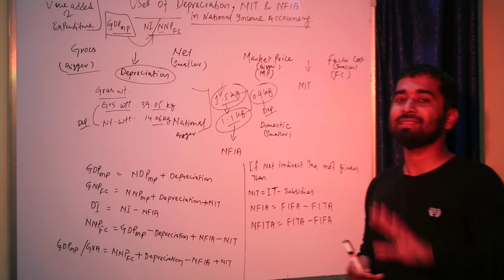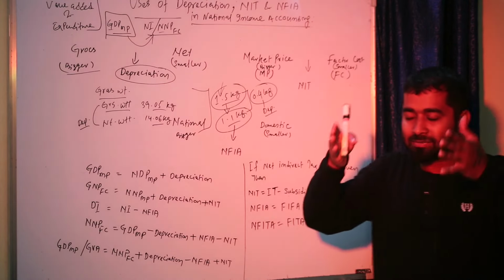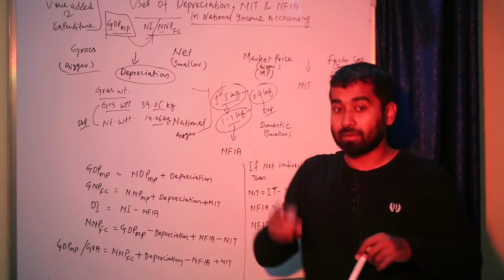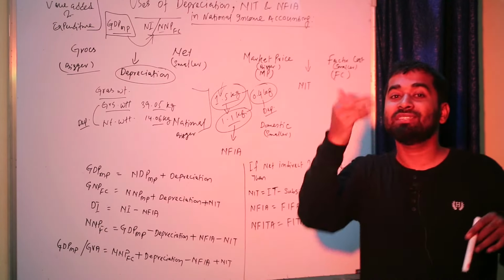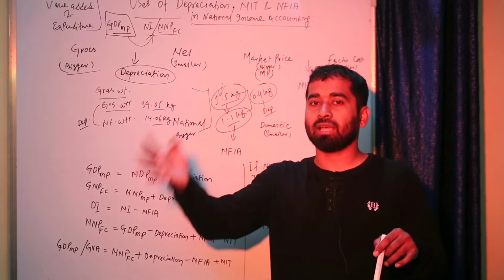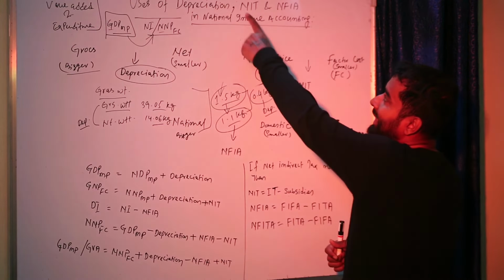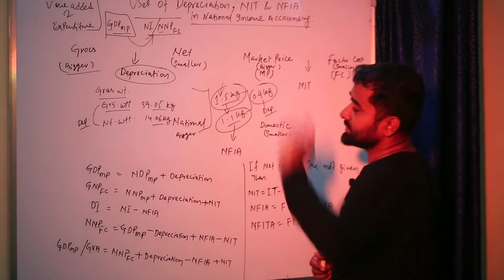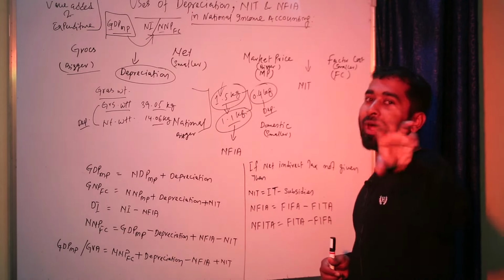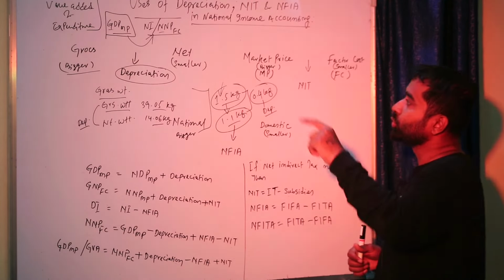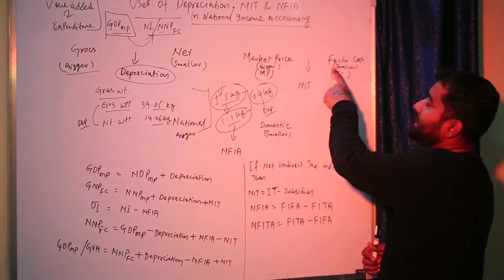Okay, now next is NIT. The full form of NIT is net indirect taxes. The name says it is indirect taxes. Sometimes the question will give you GST. Remember that GST and customs are the two types of indirect tax we have. Now, NIT, net indirect taxes. Where should we use this tool? This tool is used for market price and factor cost.